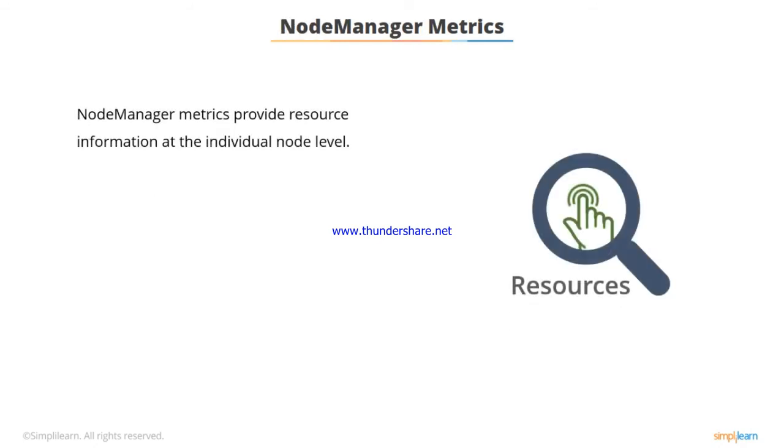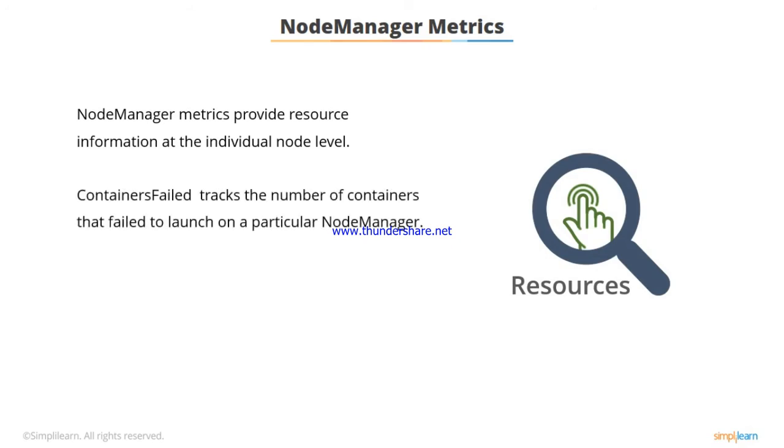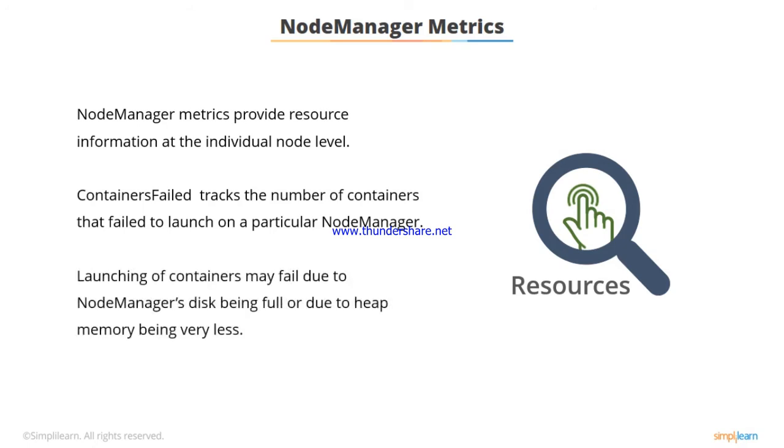Node manager metrics provide resource information at the individual node level. Containers failed tracks the number of containers that failed to launch on a particular node manager. Launching of containers may fail due to the node manager's disk being full or due to very little heap memory.